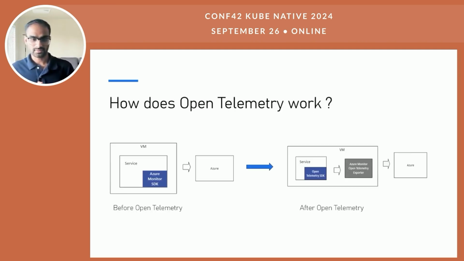Let's look at architecture. So what is on the left here is before OpenTelemetry. We have our VM, a service, and the Azure Monitor SDK. Because we are tied to Azure backend, we are using their SDK to emit metrics, which we know is a problem. On the right, what is the OpenTelemetry world? Here, instead of the Azure Monitor SDK, we use the OpenTelemetry SDK to emit our observability data, and then you use the Azure Telemetry Exporter, which is readily available for us to consume.